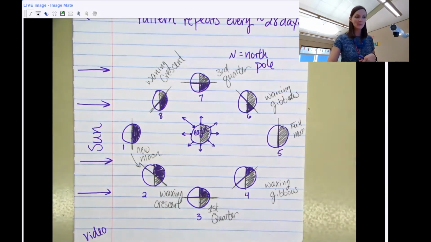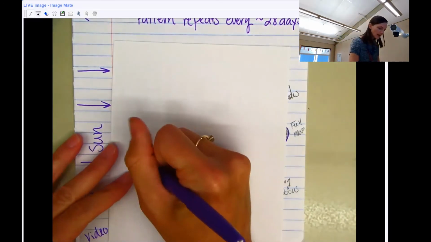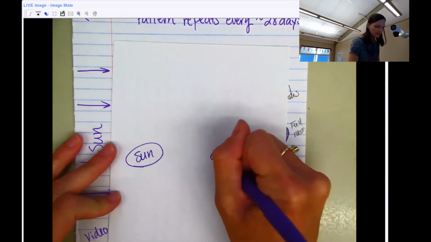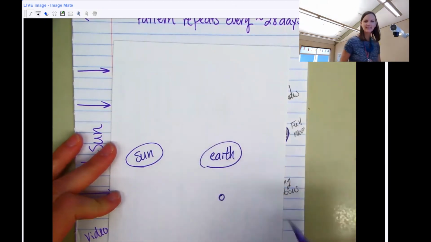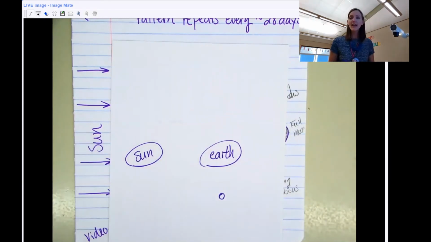So I'm going to give you an example on a piece of scratch paper. Hold on just a second. So here's my scratch paper. What if you got a drawing of the sun, earth, and the moon? This is the moon. It's little. And I ask you, based on this drawing, what phase of the moon is it going to be?